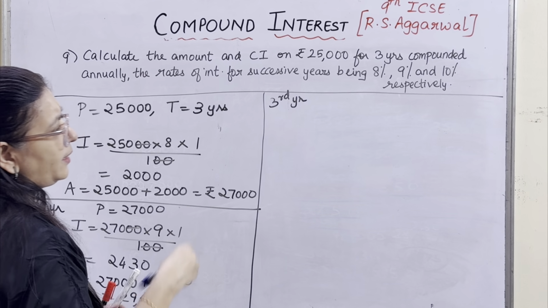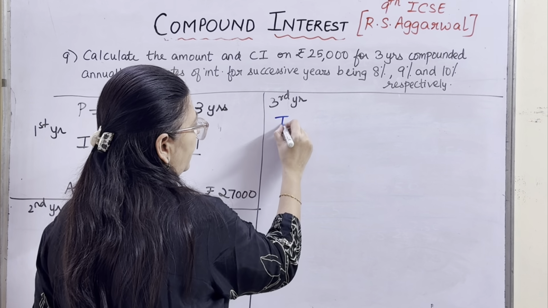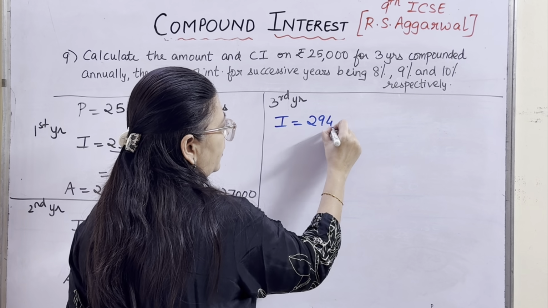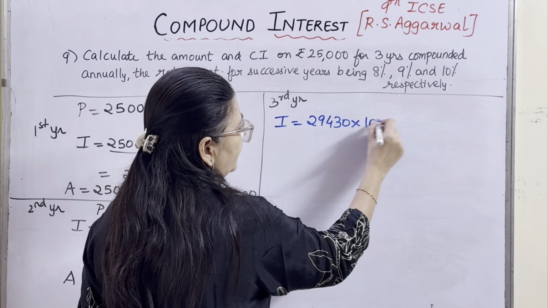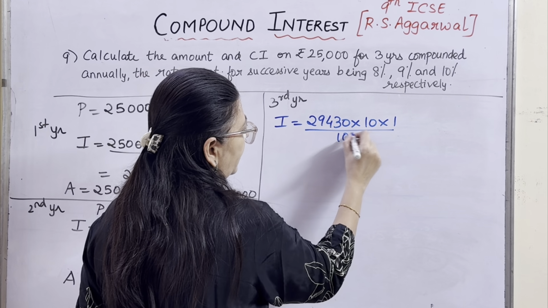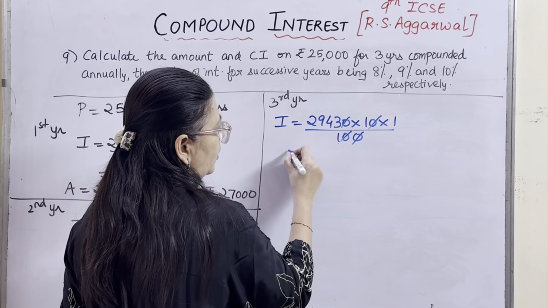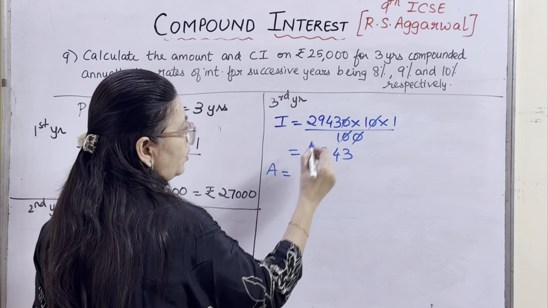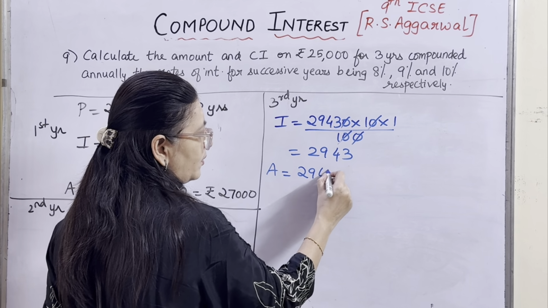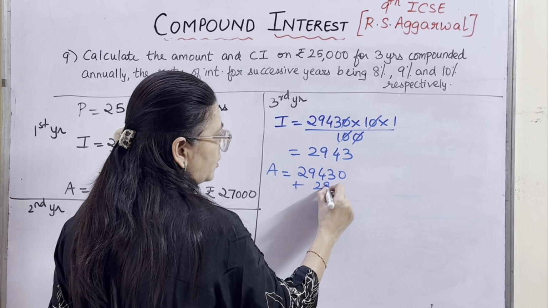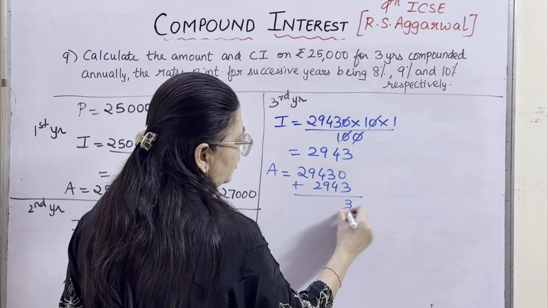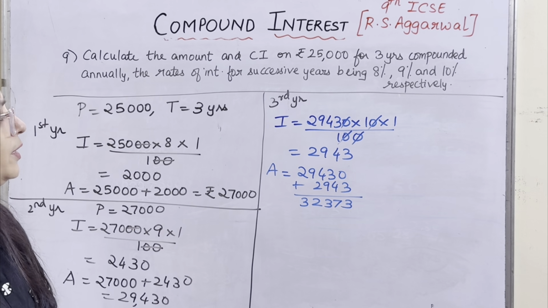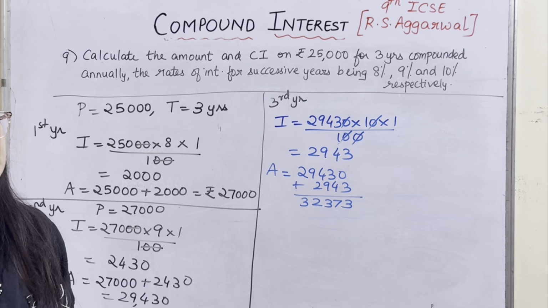Third year, the rate is 10%. So let's find the interest. Interest, principal is 29,430, 10% into 1 upon 100. 0 cut, 0 cut. It is 2,943. What is the amount? Amount is 29,430 principal plus interest, which is 32,373. That is the amount for the third year.